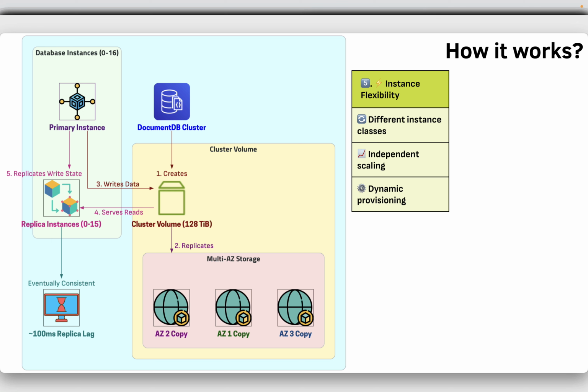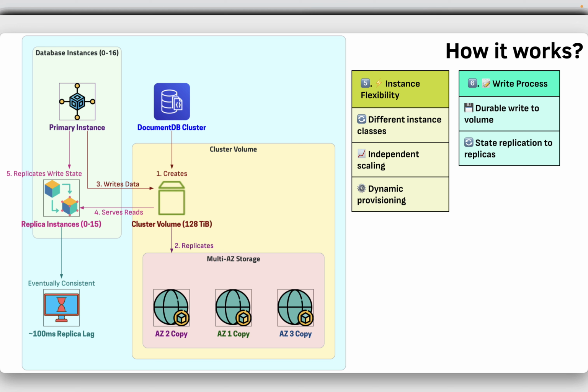Instances within a cluster can be of different classes and can be provisioned or terminated as needed, which allows independent scaling of compute capacity from storage. When writing data, the primary instance performs a durable write to the cluster volume and then replicates the write state, not the actual data, to all the active replicas.